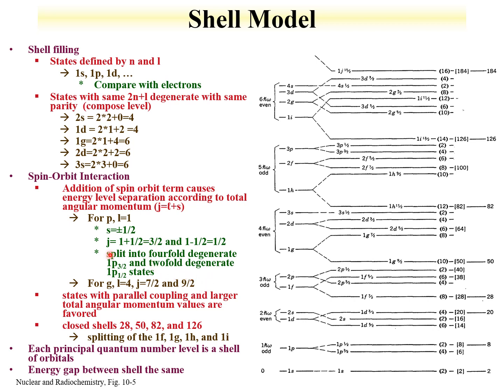And this is split into a fourfold degenerate, for instance, in this case, a 1p 3/2, which is shown here, or a twofold degenerate 1p 1/2. When we say a fourfold degenerate p 3/2, it means I can put 4 nucleons into that state. When I say a twofold degenerate 1/2, it means I can put 2 nucleons into that state.